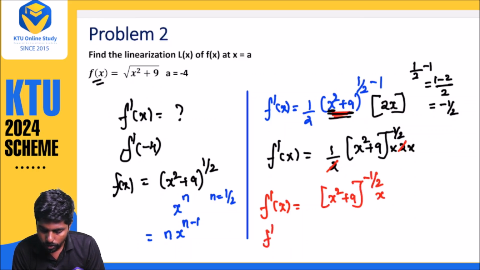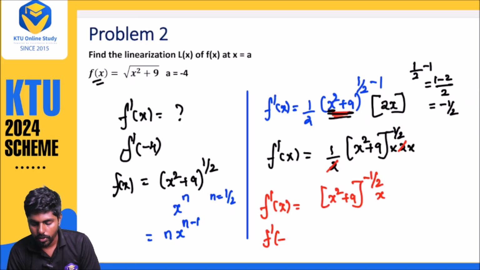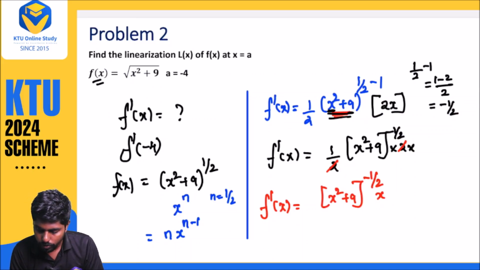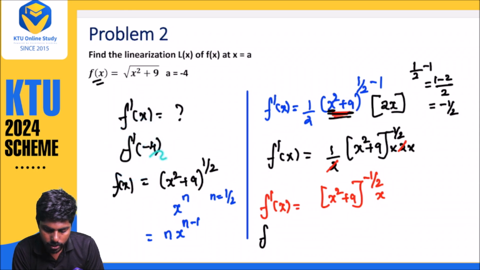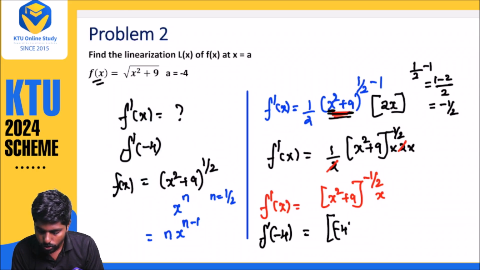Now what is the value of f dash? We want to know the value of f dash, so in place of x I am putting minus 4. What will happen? f dash of minus 4 is equal to minus 4 the whole square plus 9, to the power minus 1 by 2, into minus 4.